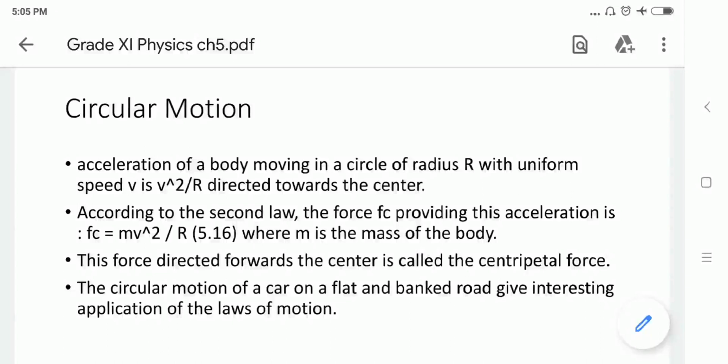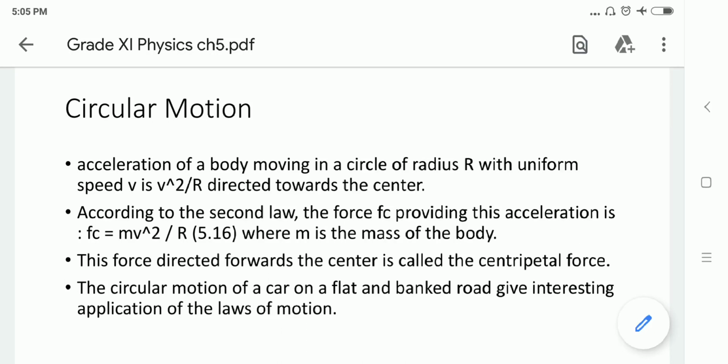While an object is moving in a circle having radius r, even though it is moving with uniform speed, its direction is continuously varying, which accelerates the object in that circular form. This acceleration is v square by r, directed towards the center.